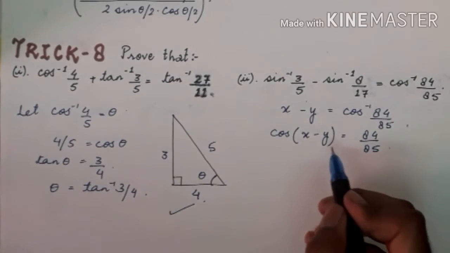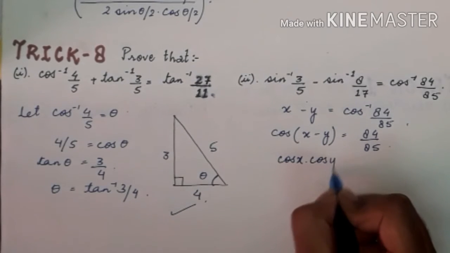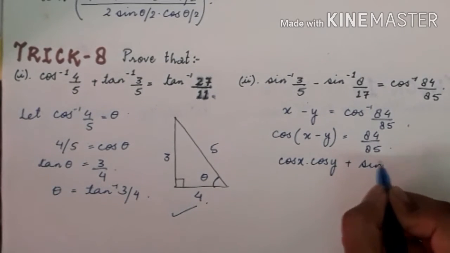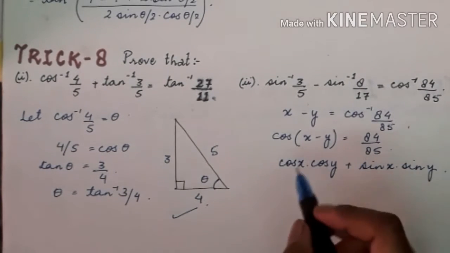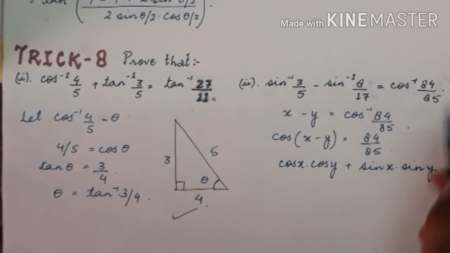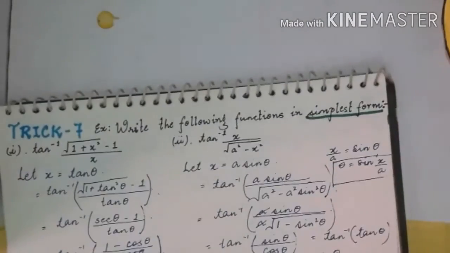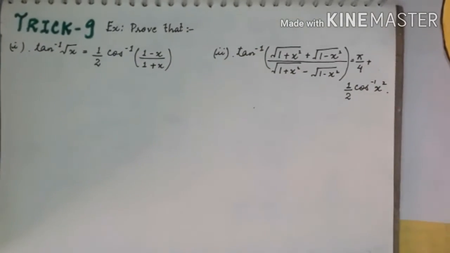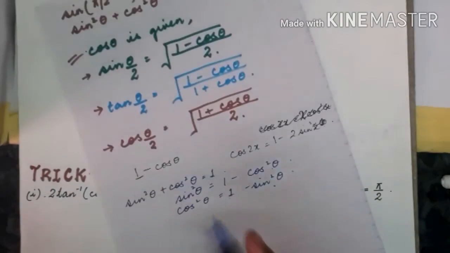You must be knowing this identity. It is cos x cos y plus sin x sin y. And prove it to be equal to 84 by 85. Then your equation will be proved. Here are the two different ways. First one, you have to use the triangle method. In the next one, you have to use the formulas cos of x minus y and sin of x minus y.